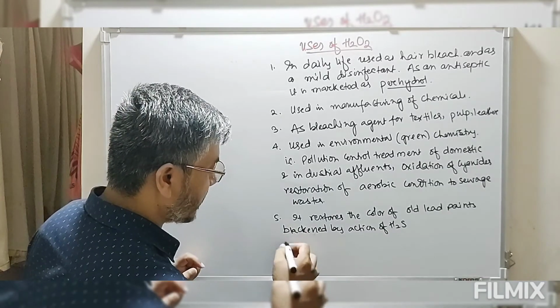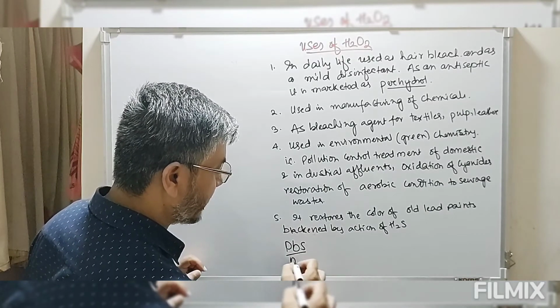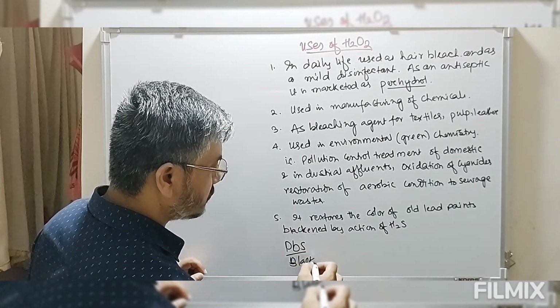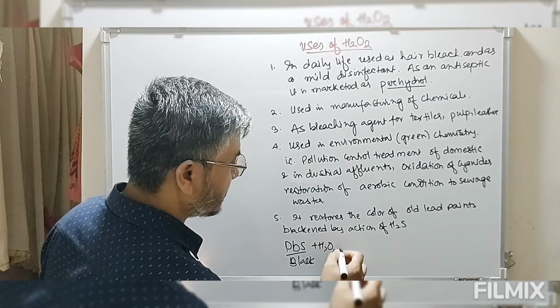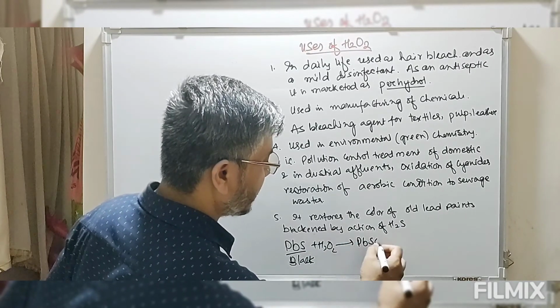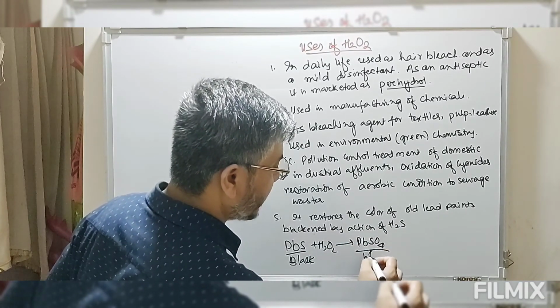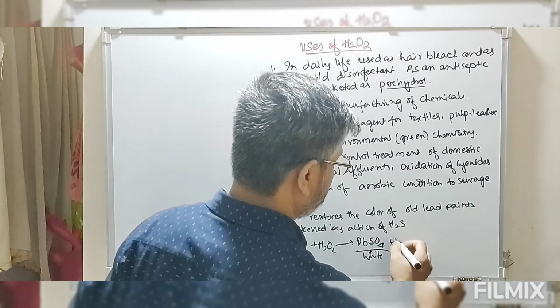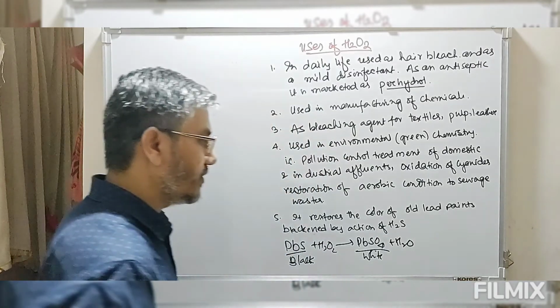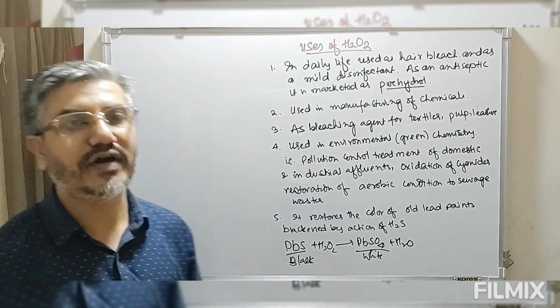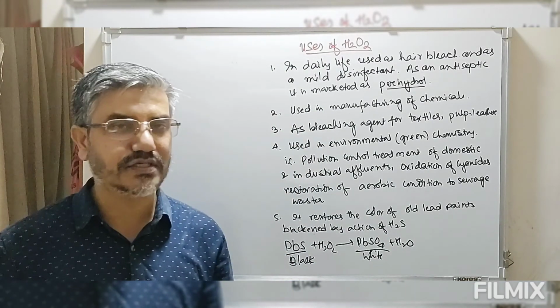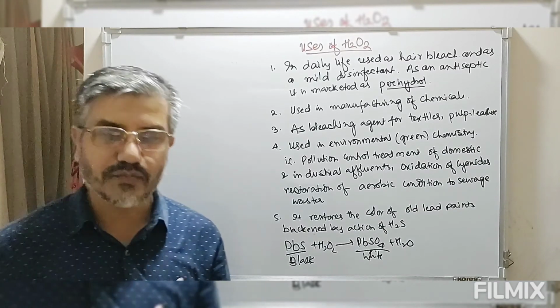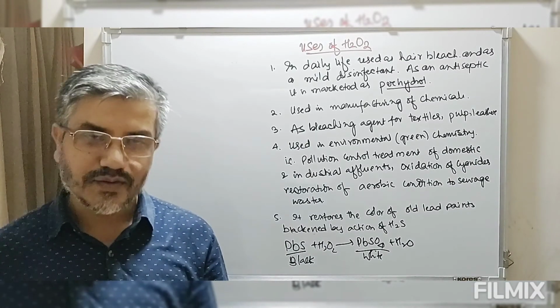So now look at this: we have PbS, which is black. On treatment with hydrogen peroxide, this is converted into lead sulfate. Lead sulfate is white, so the original white color of the substance is restored. So these are some of the important uses of hydrogen peroxide. This is a brief discussion about this very important compound of hydrogen, that is hydrogen peroxide.